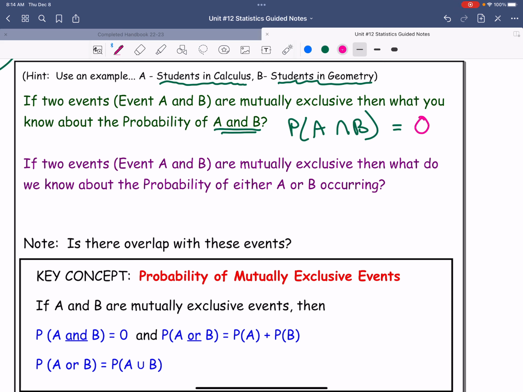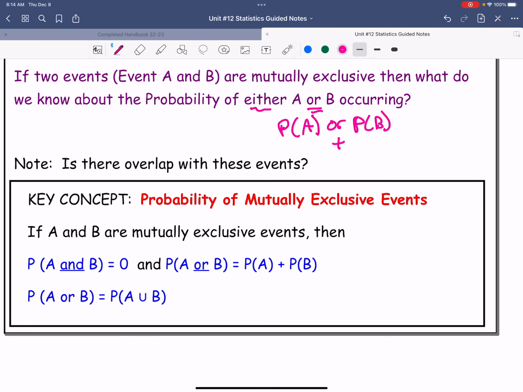If two events A and B are mutually exclusive, then what do we know about the probability of either A or B occurring? So, if they're mutually exclusive, there is no overlap. They are completely separate. So for the probability of A or probability of B, we would add the two. We just add the probability of A plus the probability of B. Note, is there overlap with these events?